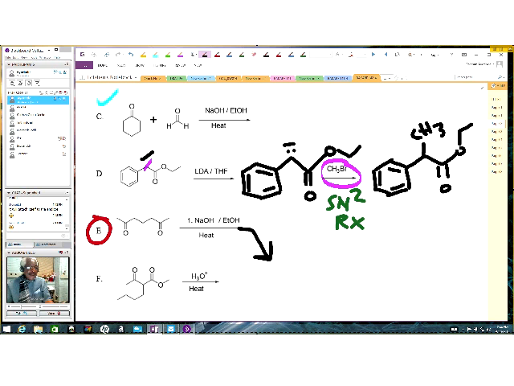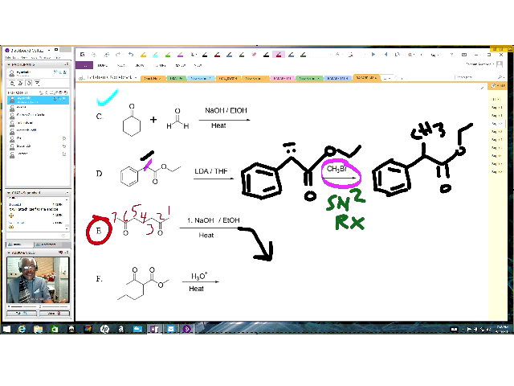Okay, now what do we have here? We have a diketo compound. This is question E that we want to do now. Let me go ahead and number this: 1, 2, 3, 4, 5, 6, and 7. Seven carbon atoms in the carbon skeleton for that molecule.